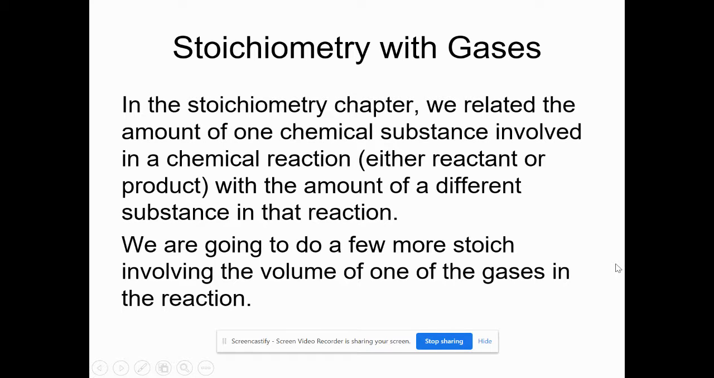Intro to Chem, folks. We're getting near the end of our gases chapter. Two chapters ago, we studied stoichiometry, where we related the amount of one chemical involved in a chemical reaction with another chemical involved in that same reaction. And we did a couple problems that involved gases, but now we're going to do a few more stoichiometry problems involving gases.